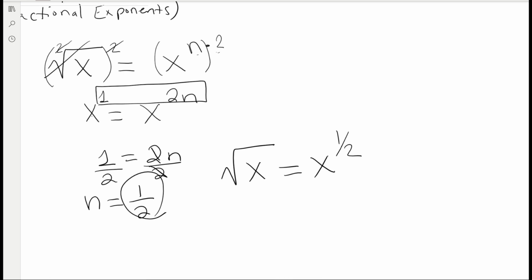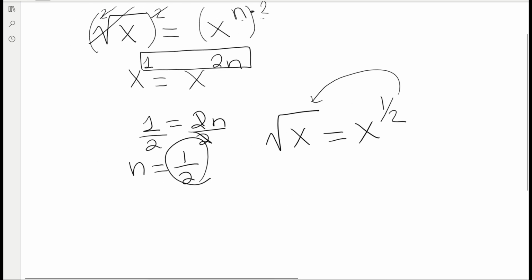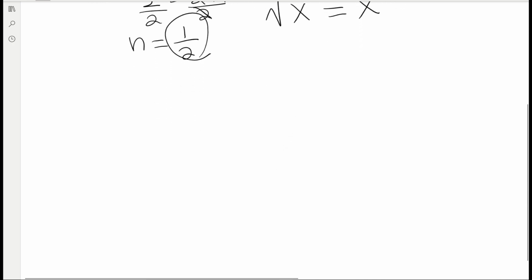So what does it mean to have a fractional exponent? Well, a fractional exponent means that it can be converted to a radical. So you can go back and forth between a radical and a rational exponent, which is a pretty interesting result. So let's look at another example of this. Let's say we wanted to convert the cube root of x in terms of an exponent. Well, how will that look?